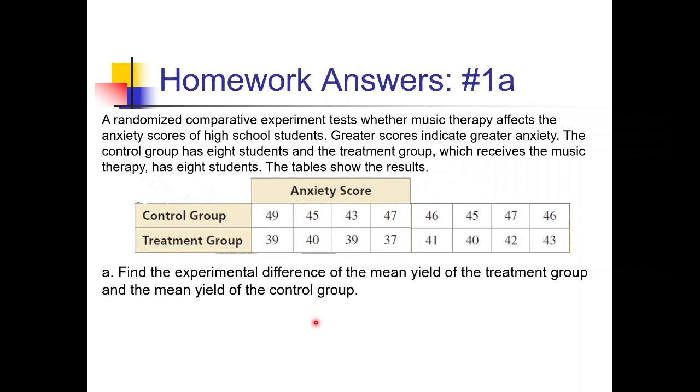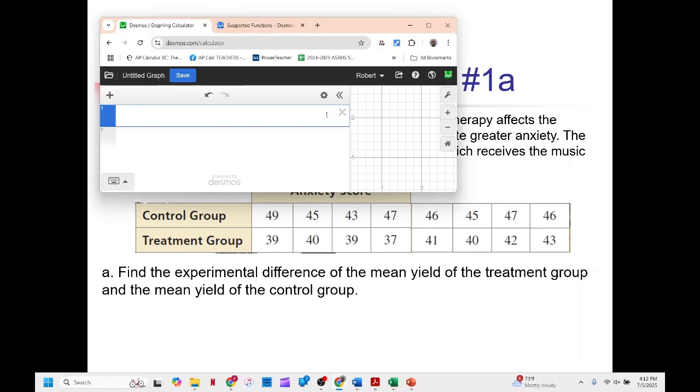First part of this is they want us to find the experimental difference of the mean yield of the treatment group and the mean yield of the control group. One thing I'm going to do to make my life a little easier is enter these two lists of numbers into Desmos and work with it that way. Let me start by defining a variable in a list for my control group. C equals, and then I need brackets to make a list. So I've got 49, 45, 43, 47, 46, 45, 47, and 46. And close that with a bracket.